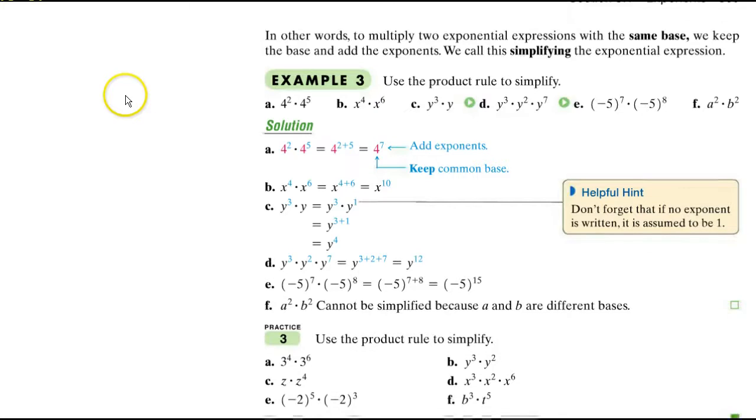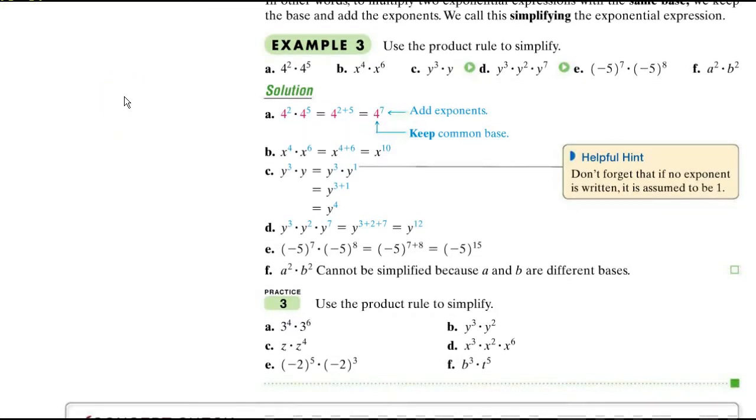Example 3, and we're going to use now the product rule. And they do want us to simplify too, so, okay. All right, so for something like letter A, this is going to be 4, add the exponents to the 7th. And they're leaving it that way, so they're not expanding that. This is going to be x to the 10th.